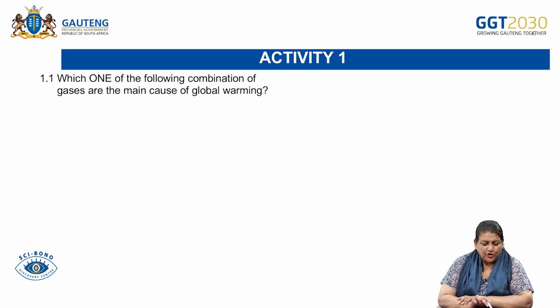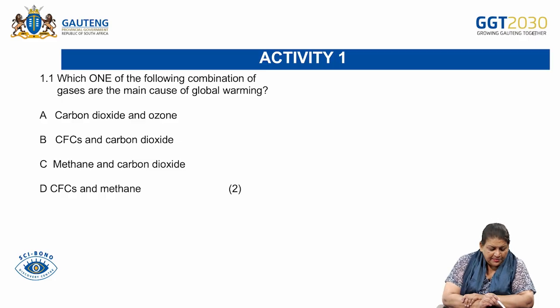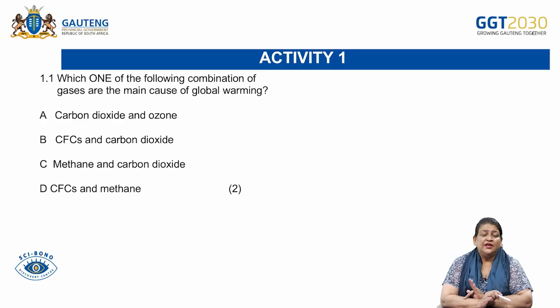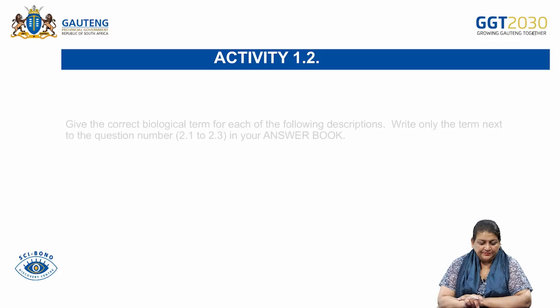Which one of the following combinations of gases are the main causes of global warming? Is it carbon dioxide and ozone? Is it chlorofluorocarbons and carbon dioxide? Is it methane and carbon dioxide? Or is it chlorofluorocarbons and methane? Remember, this one is released by your air conditioners. But the two main gases that contribute to the enhanced greenhouse effect are going to be methane and carbon dioxide. Okay, next one.